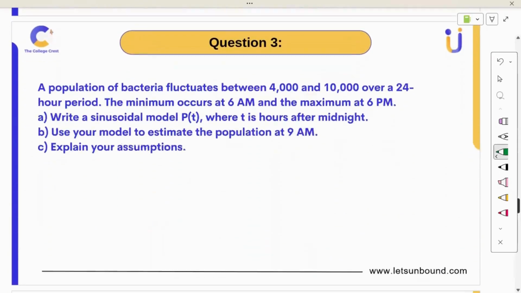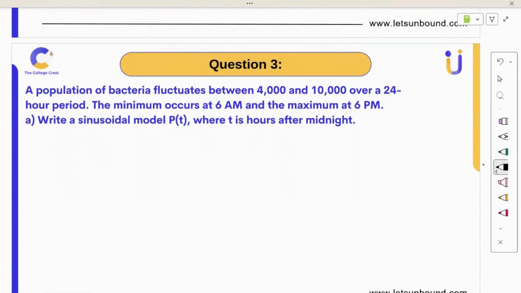And the third question: the population of a bacteria fluctuates between 4,000 and 10,000 over a 24-hour period. The minimum occurs at 6 a.m. and the maximum occurs at 6 p.m. Write a sinusoidal model where t is hours after midnight. Use your model to estimate the population at 9 a.m. and explain your assumptions. Let's do one by one and understand what they actually say here.